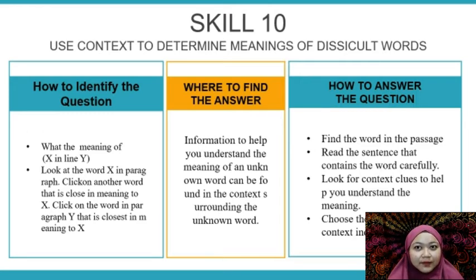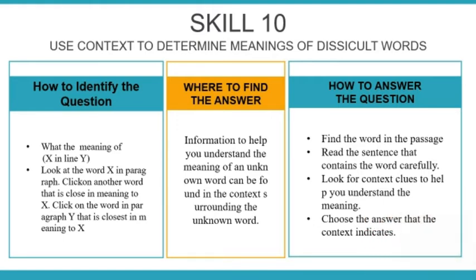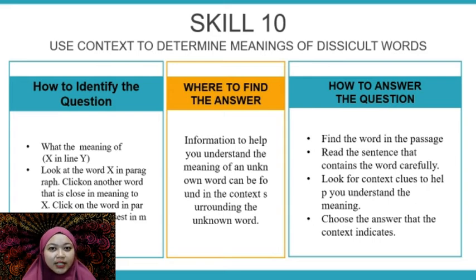Where to find the answer? Information to help you understand the meaning of an unknown word can often be found in the context surrounding the unknown word. How to answer the question? First, find the word in the passage. Second, read the sentence that contains the word carefully. Third, look for context clues to help you understand the meaning. Last, choose the answer that the context indicates.